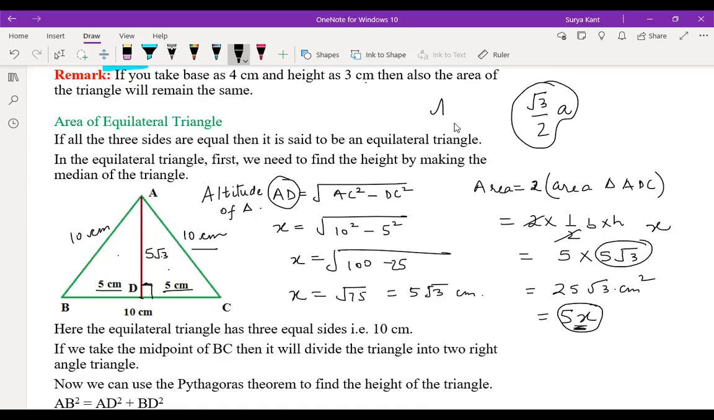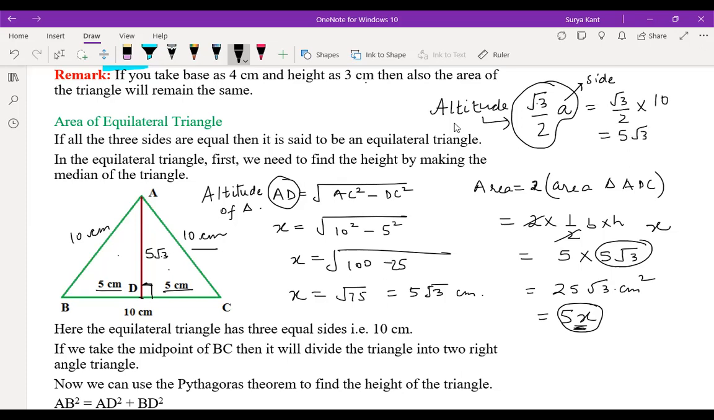Okay, the altitude formula. If I tell this directly, you will ask me how this is coming. This is the formula of altitude. Directly, if you want to find it, this is the formula: root 3 by 2 a, where a is the side of the equilateral triangle. So you'll get root 3 by 2 into 10. Directly you'll get 5 root 3.